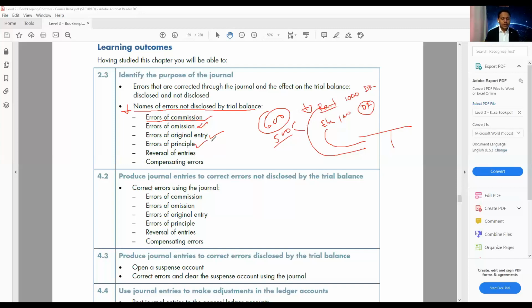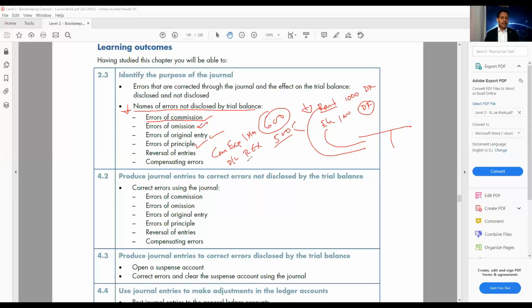Then we have error of principle. Error of principle is when you change the category of the account. For example, computer maintenance or computer insurance, so computer expense or maintenance expense, whatever it is. This item will go to the profit and loss account because this is a revenue expenditure.